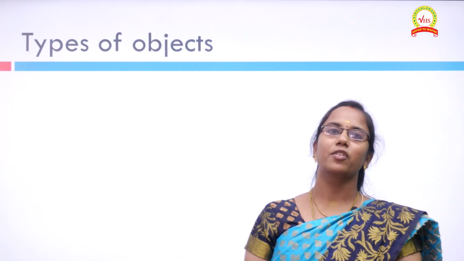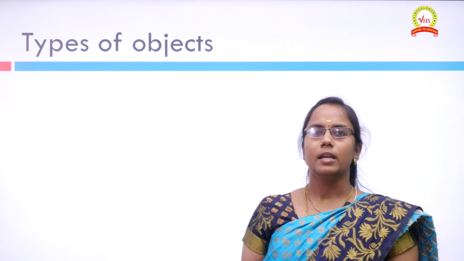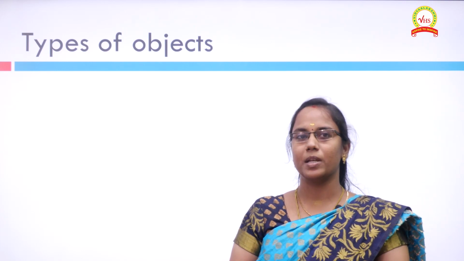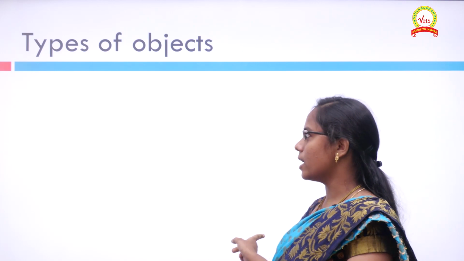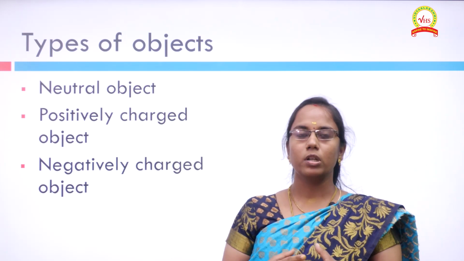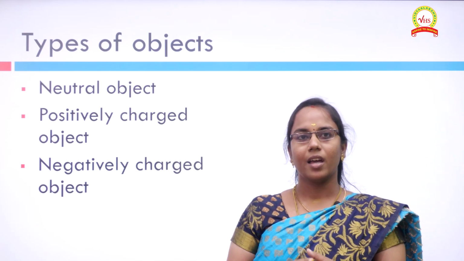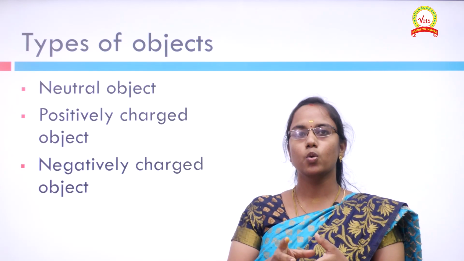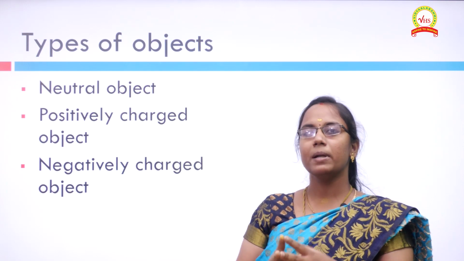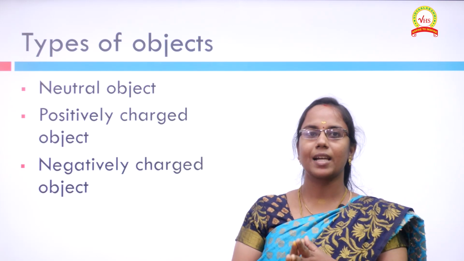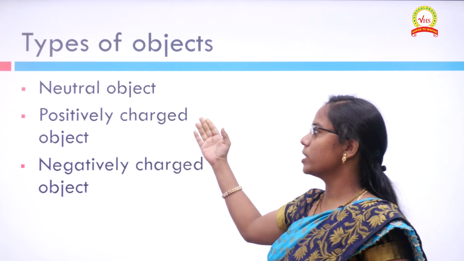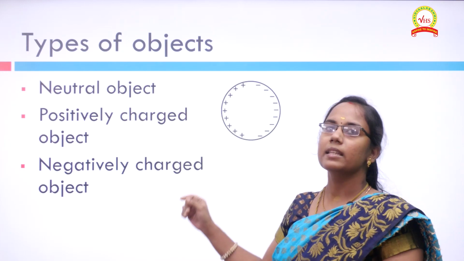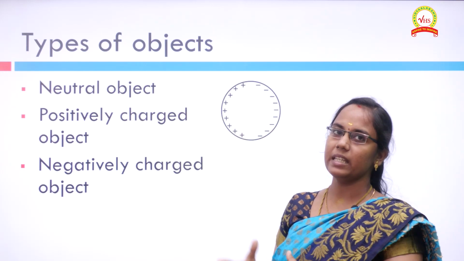The very first topic that we are going to learn is types of objects. Usually there are so many materials around us and the very basic part of each material is atom. Every atom is made up of proton, neutron and electron. Usually electron will be revolving around the nucleus and inside the nucleus we will have neutron and proton. Depending upon the number of proton and electron, we classify material as neutral object, positively charged object and negatively charged object. For a neutral object, the number of proton and electron will be equal.